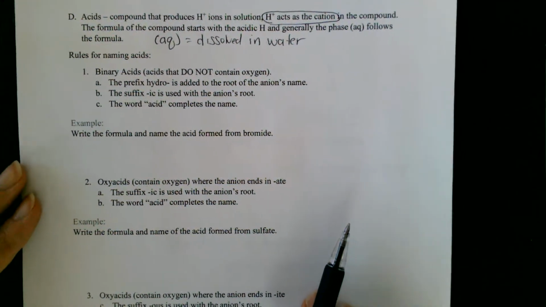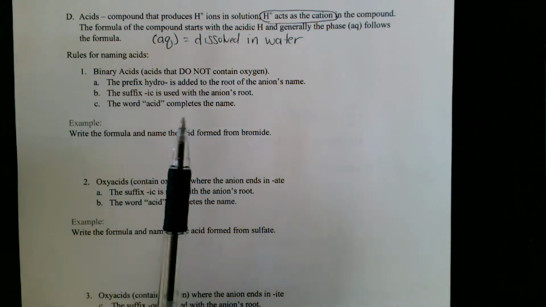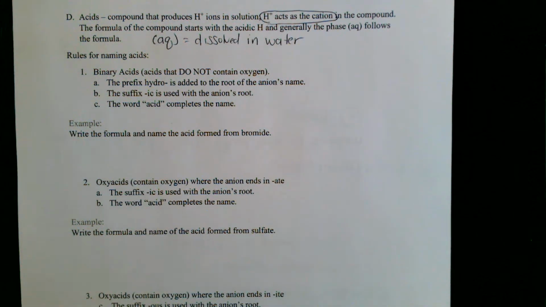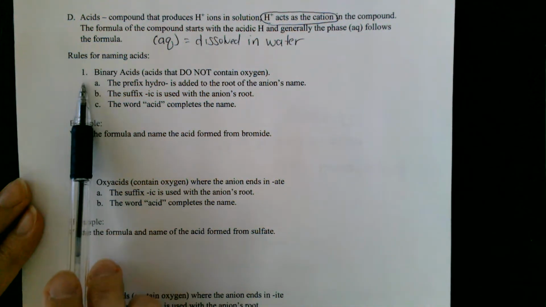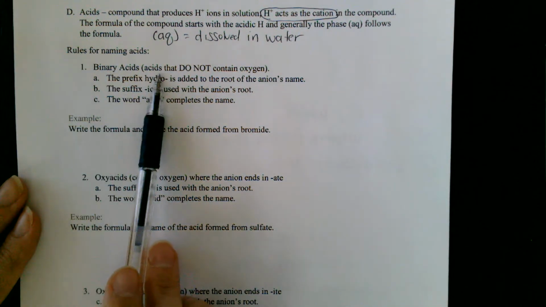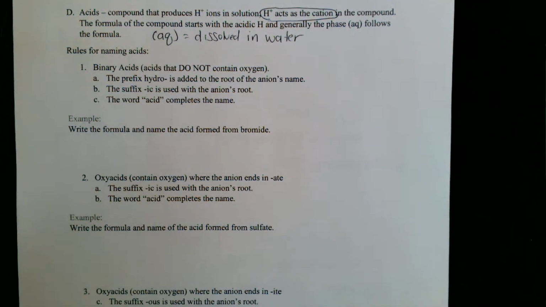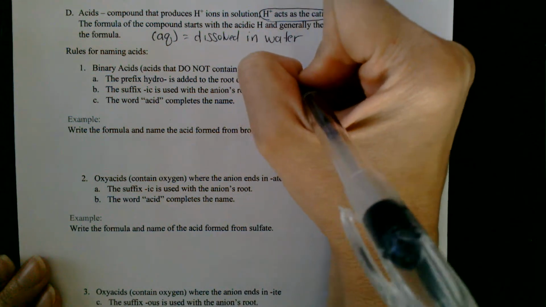Okay, so there are kind of 2.5/3 types of acids, and each type of acid has a set of rules for naming them. So the first type of acid is called a binary acid. A binary acid is an acid that does not contain oxygen. A vast majority of binary acids are formed from elements.